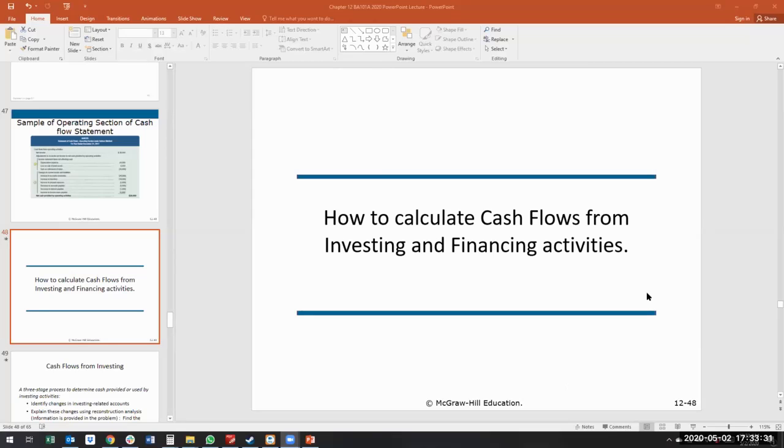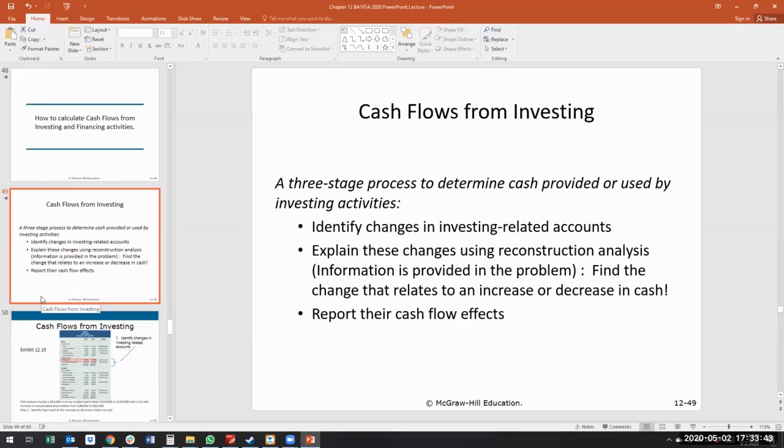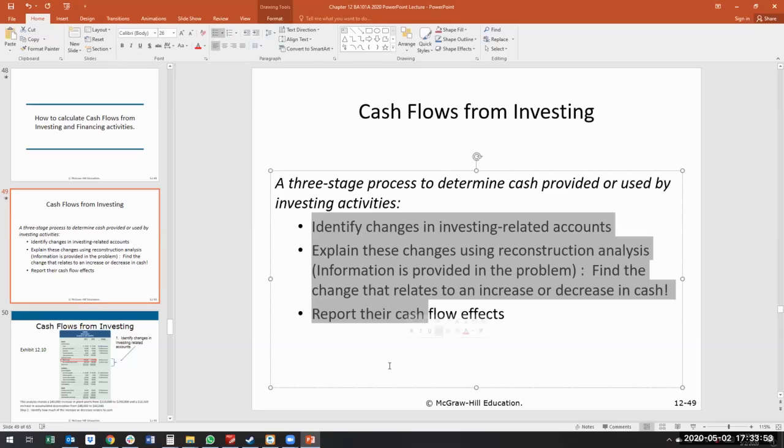Okay, so we're going to wrap this lecture up with how to calculate cash flows from investing and financing activities. Cash flows from investing activities are a three-stage process to determine cash flow. So how do we determine it? Again, we can go into this three-step process, but what I care most about is if it's a long-term asset, then likely it's going to be an investing activity 99% of the time. There are some long-term assets that don't fall in this bucket, but you won't be tested on them in this class.